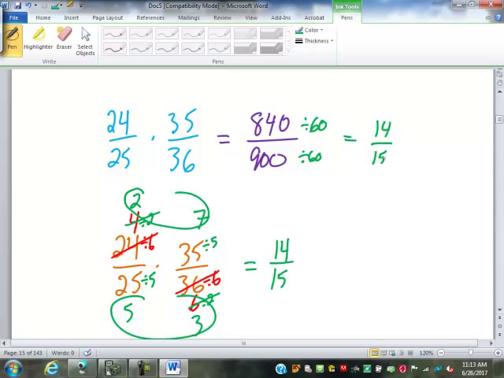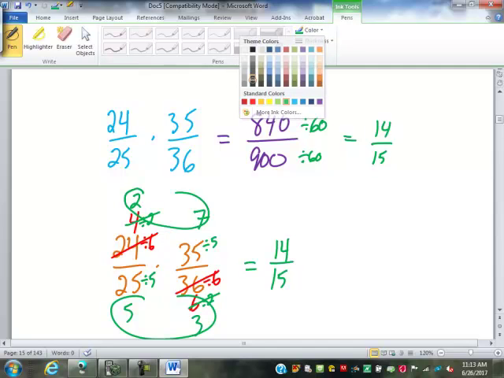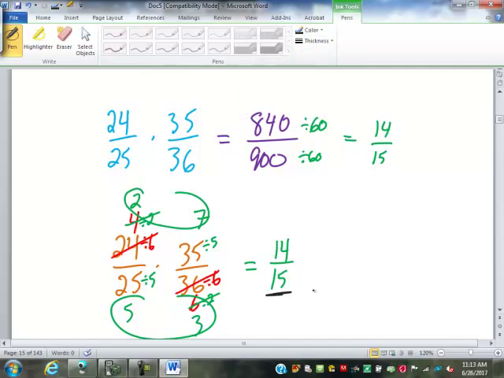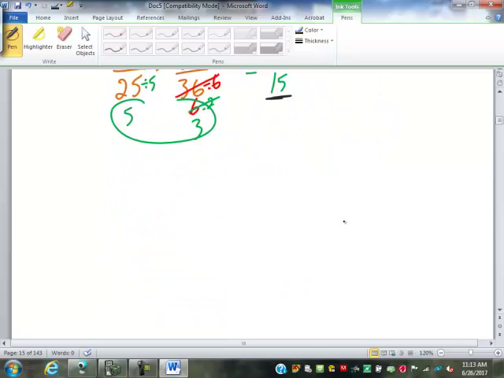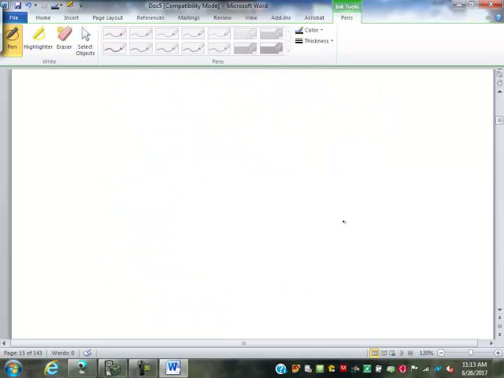Most likely you'd have reduced by 10, then 2, then 3. But you'd have got there. But you can see this is a little bit less work. Multiplication is just that simple. Multiplying straight across, cross-canceling when it's necessary.